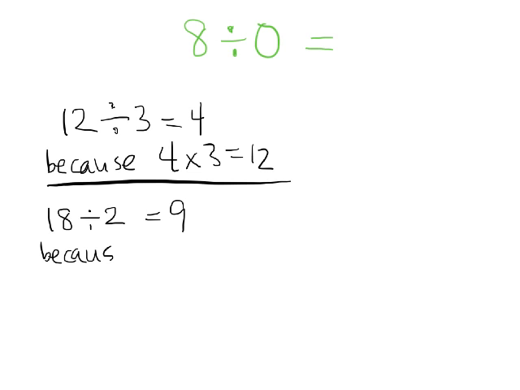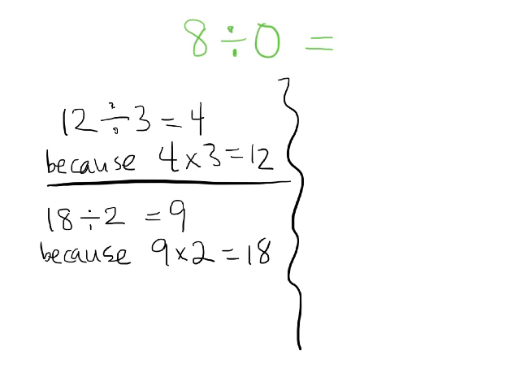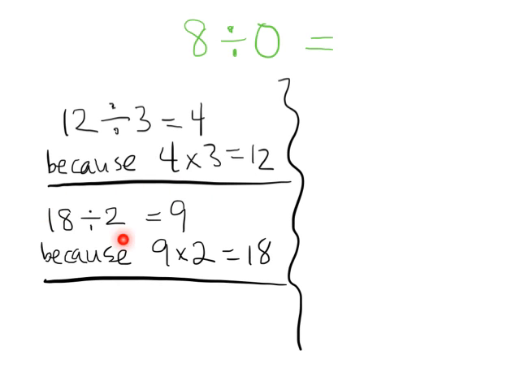Because 9 times 2 equals 18. All right, so the idea is whatever you think the division problem is, you can always check it by multiplying.